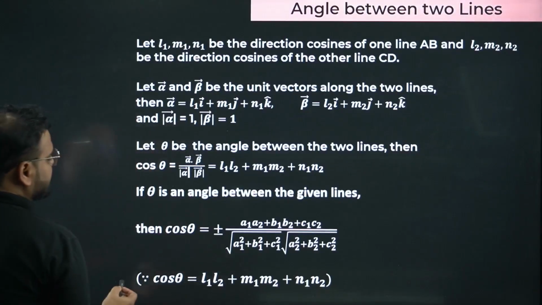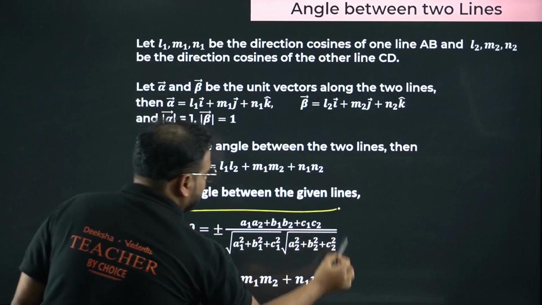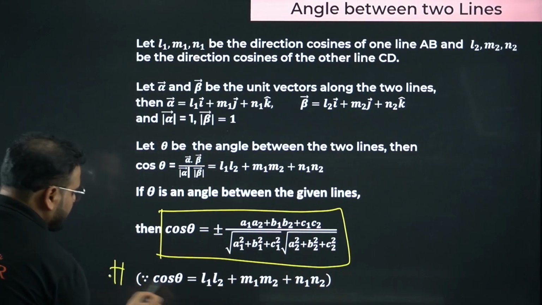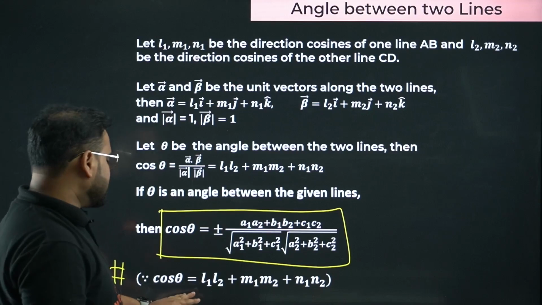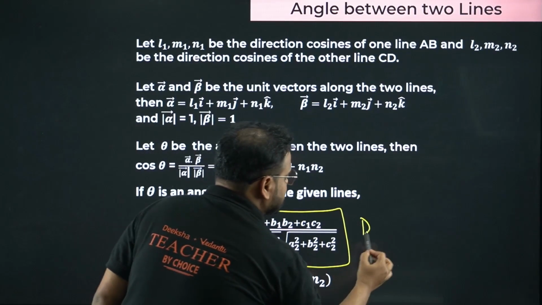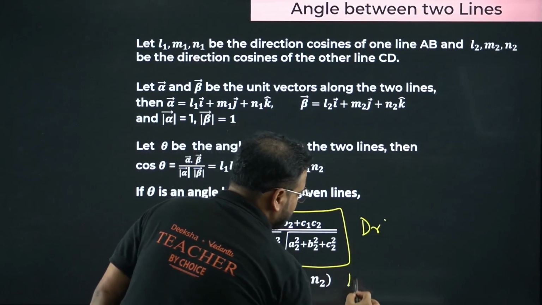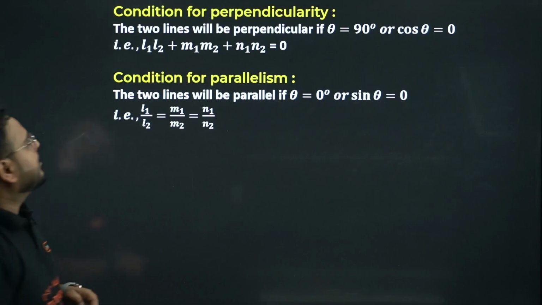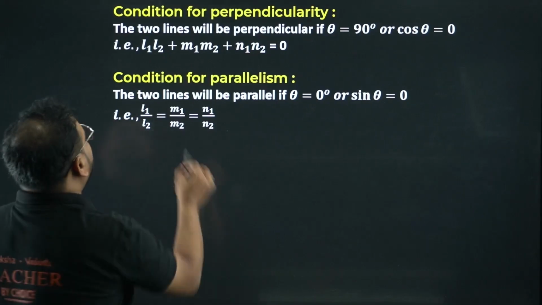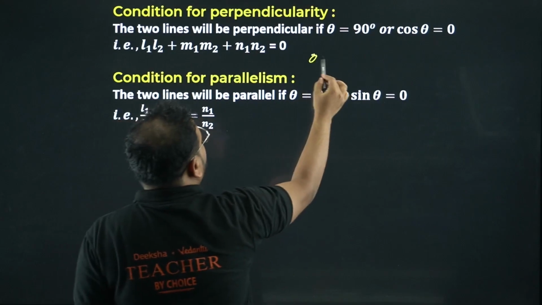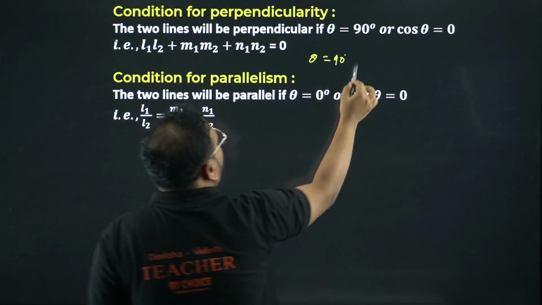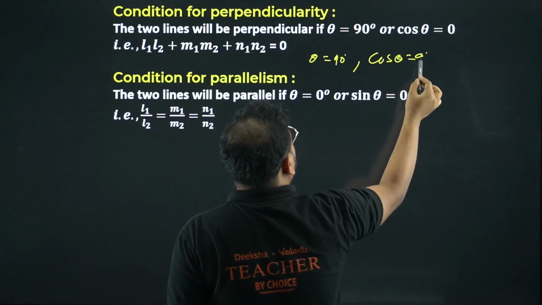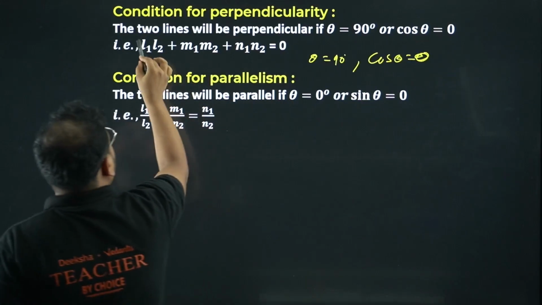Alright, angle between two lines, please check. The relation is given in this case: cos theta in terms of direction ratios is over here, and in the case of direction cosines is over here. This is for DRs, and this is for DCs. Okay, great. Condition of perpendicularity: theta will be 90, which means cos theta is 0. So that's what it is over here.